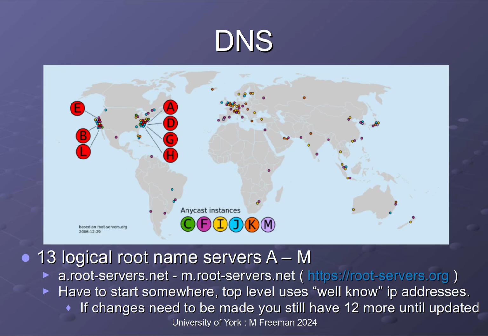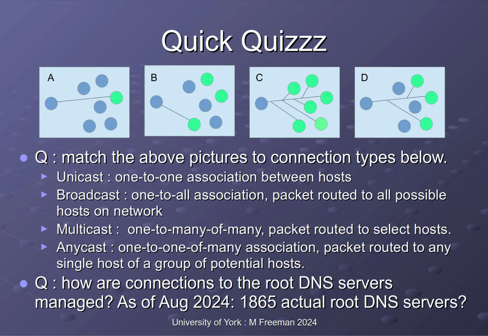If these top-level root servers are replicated across the world, what type of connection are we making when we want to connect to them? To help you think about that one, a quick quiz. We have 4 pictures here, A, B, C and D, and each one describes a particular way a host can connect to another machine across the network. They can be unicast, broadcast, multicast or anycast. Have a look at the descriptions below and look at the pictures and consider which picture is which.